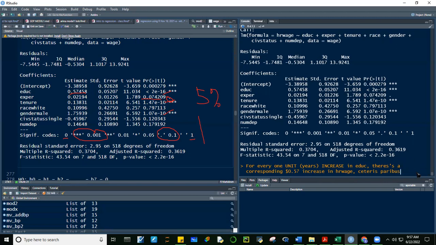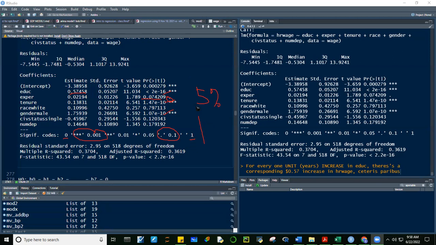The meaning of ceteris paribus is that, okay, all things being the same. What does all things being the same mean? Ibig sabihin, hindi natin papa-increase experience, tenure, race, gender, civil status, and number of dependents. They will be the same. Hindi sila magbabago, hindi natin sila dadagdagan. Ang dadagdagan lang natin ng isa is education. Corollarily, guys, ibig sabihin nun, okay, thank you, Angel, tama. Corollarily, for every 1 year decrease in education, there's a corresponding $0.57 decrease in hourly wage, ceteris paribus.